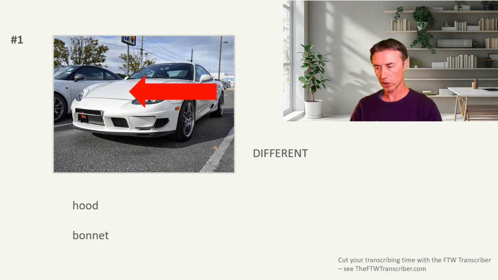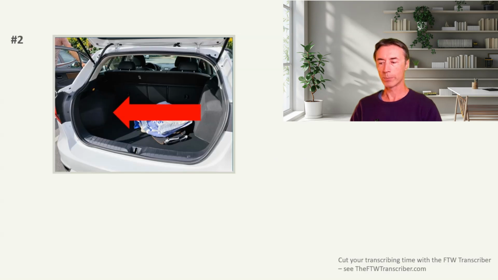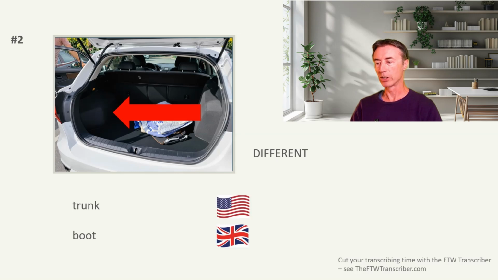Hood and bonnet are the two different names, which interestingly are both articles of clothing. So which one is British, which one is American? Hood is American, and in England that is called a bonnet. Number two, what about that part of the car? Same words in Britain and America, or different? The answer, different. So what are those two different words? Trunk and boot, and which one is American, which one is British? The answer, in America that's the trunk, and in Britain that's the boot.